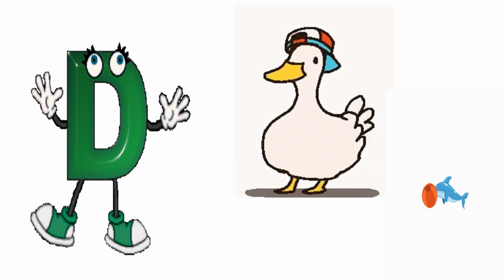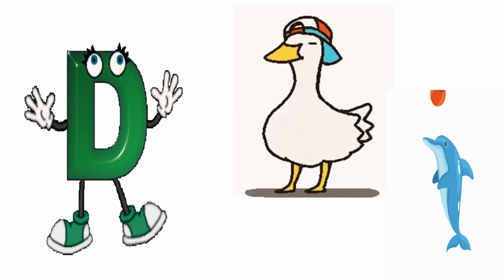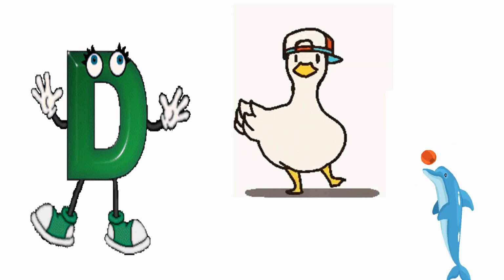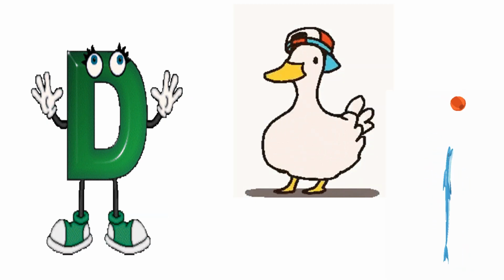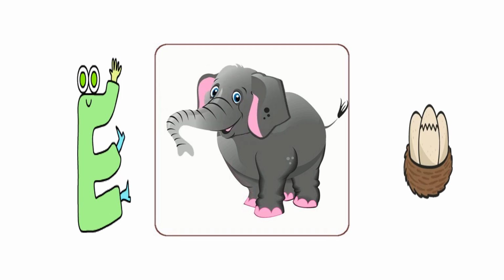D says D. What is the phonetic sound of D? Is D, D, D, duck. D, D, dolphin. So in all these words, which sound is coming? D. Okay, so the next letter is E.